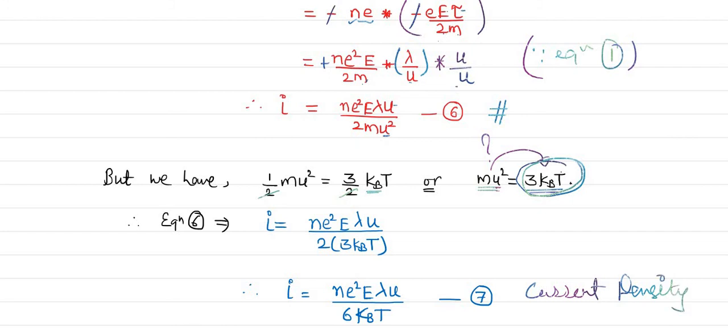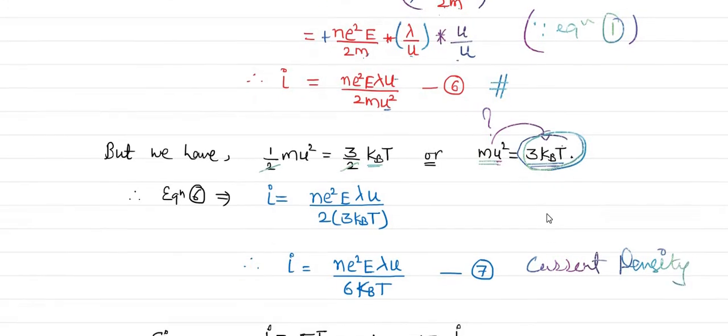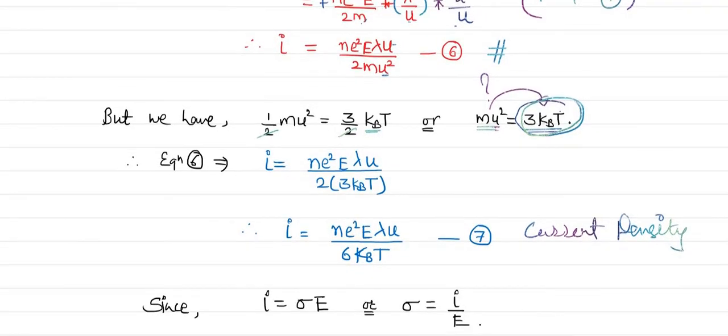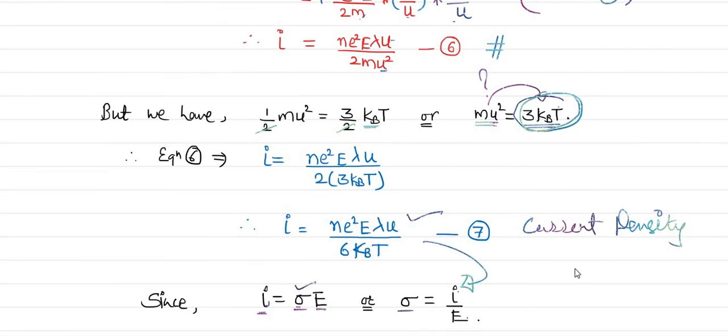Now we are very close to our final expression, because we know that the current density and our electrical conductivity are related as J is equal to sigma into E. Current density is equal to electrical conductivity times electric field, and from that we can rewrite, because we want this electrical conductivity, electrical conductivity is equal to current density divided by electric field. So already current density we have in equation 7. Take the value of that and substitute here and get the value of your electrical conductivity.